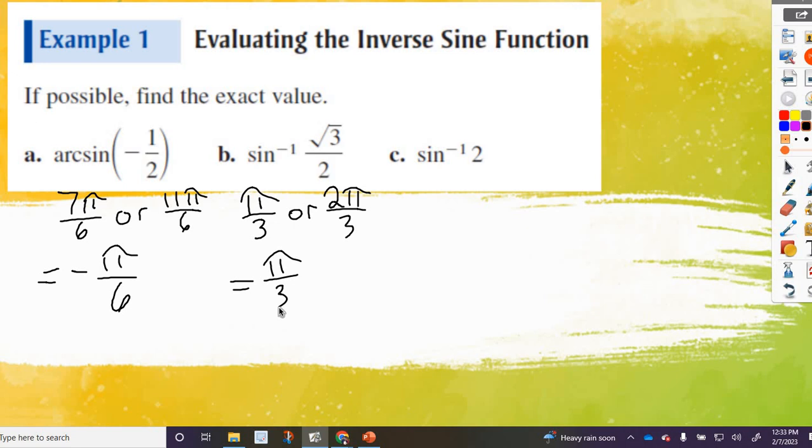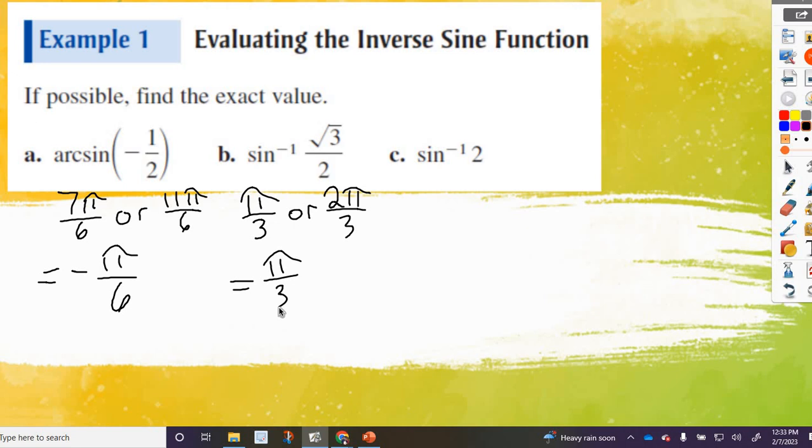Because again, it has to have a reference angle of pi over 6, but it has to be within negative pi over 2 to pi over 2. So I can't use 7 pi over 6 or 11 pi over 6 because that's not within our range that we found. So I said that if I go backwards, that's going to give me a negative value that we need, and I need a reference angle of pi over 6. So that's why we put the negative pi over 6 instead.